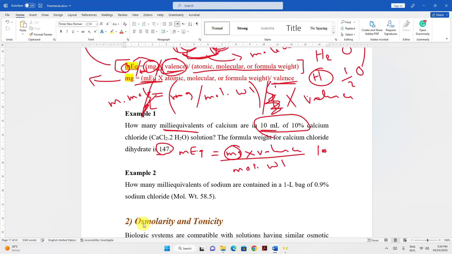10%, right? 10% means 10 gram in 100 ml of solution. And this is the weight of calcium chloride dihydrate, and this is the solution. I need it in 10, so in 10 I will have x. If you calculate x by cross multiplication, you will get this one to be 1 gram. So in the 10 ml, how much do I have? I have 1 gram of calcium chloride. You know that 1 gram will be equal to 1000 milligram.